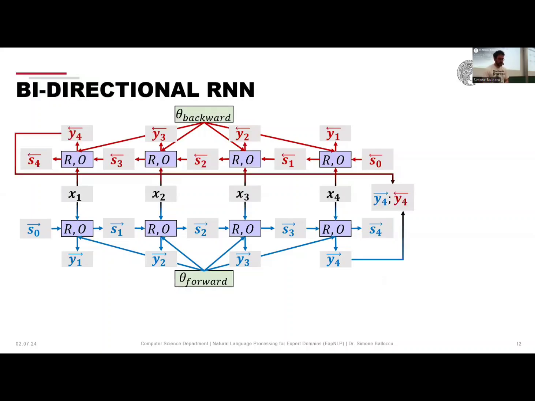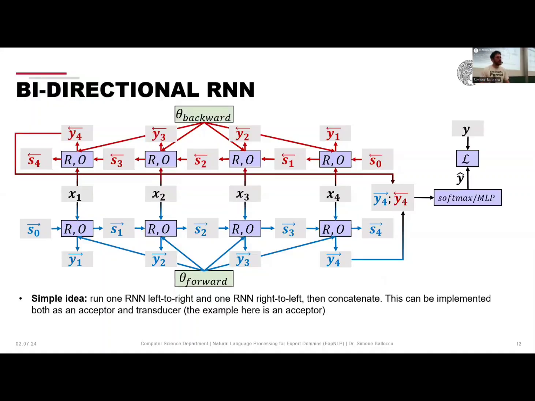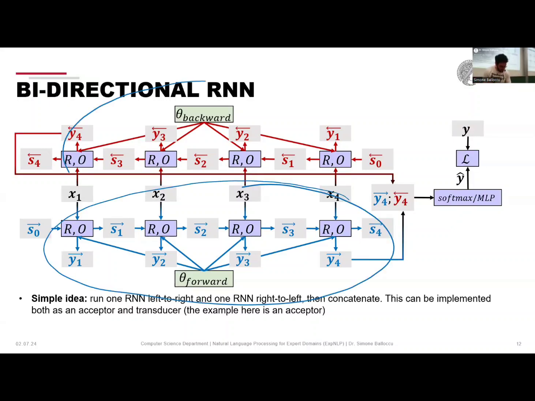Then I combine these two final predictions, y for left to right and y for right to left. How do we combine them? Typically we concatenate them. You may also sum them, average them, or use some fancy weighting, it depends. Then we plug it into our usual activation function and calculate the loss. The idea is simple: you run one RNN left to right and one RNN right to left. This time we actually have two networks, one cell for one direction and one cell for the other direction.